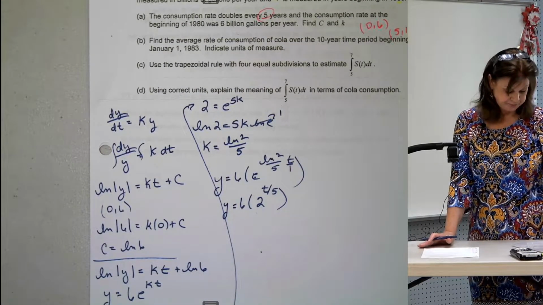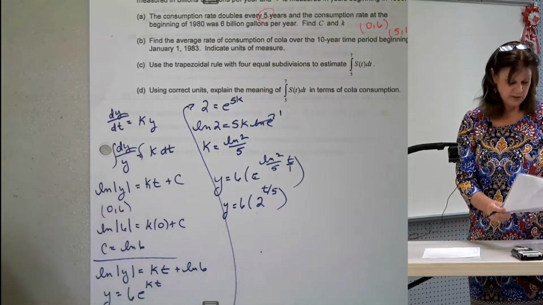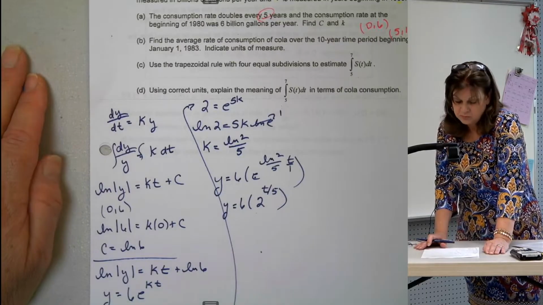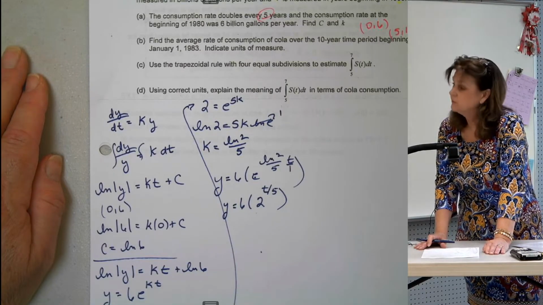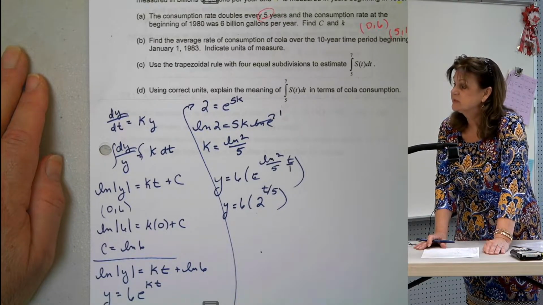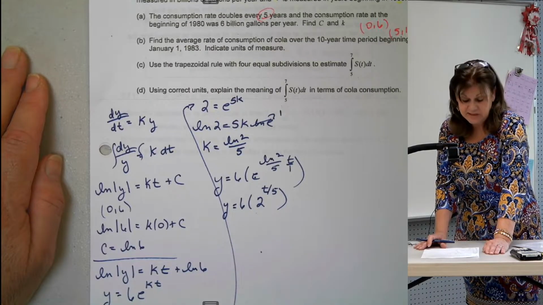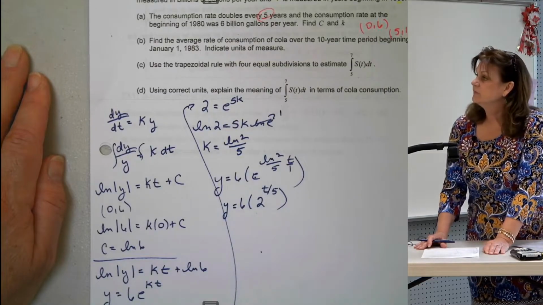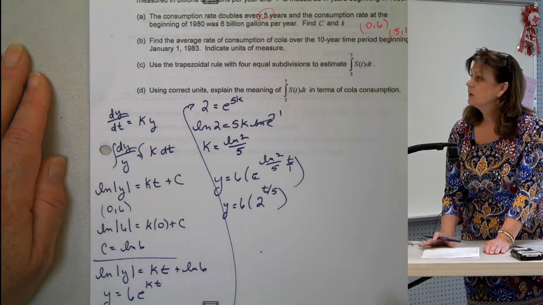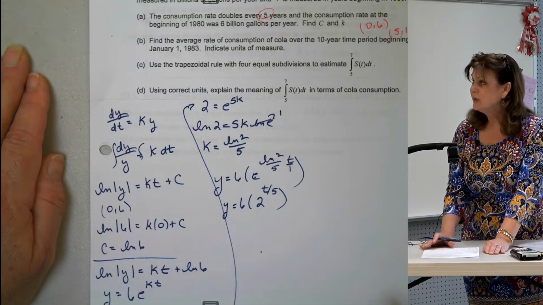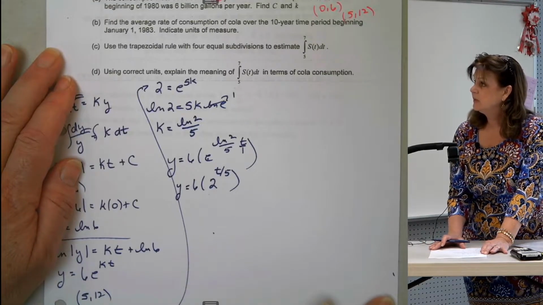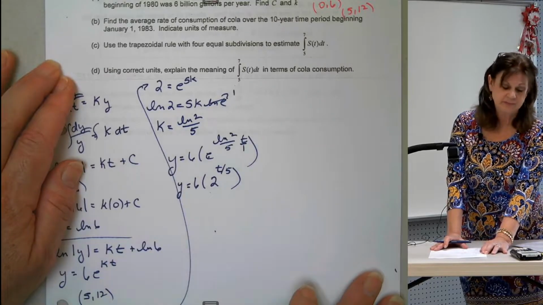Okay? Everybody with me? Kinda, sorta? So there is the variable c, ln 6, and the variable k is ln 2 over 5. Now, part B. Find the average rate of consumption of cola over the 10-year time period beginning in 1983.